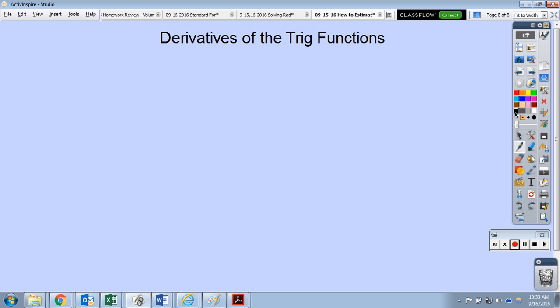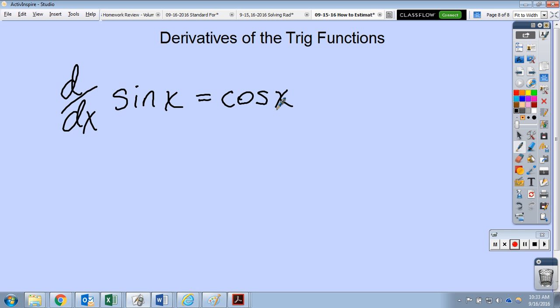Alright, so this is your reference sheet. The derivative of sine x is cosine x. The derivative of cosine x is equal to negative sine x.